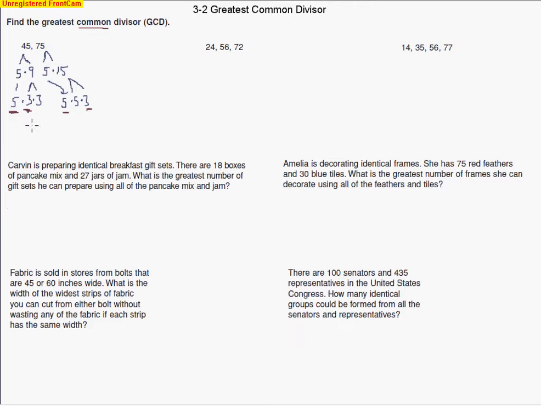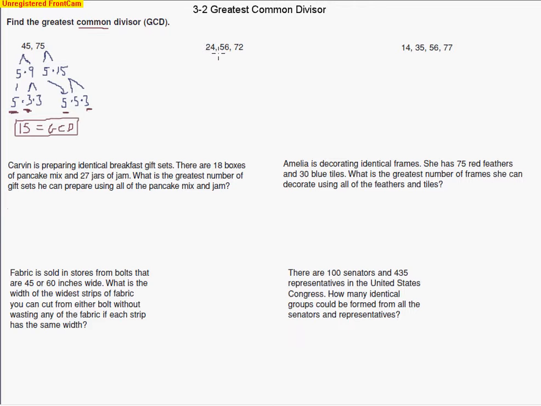Well, you multiply those two numbers together, and that makes 15. So the greatest common divisor is 15. That's what they share in common. So what that means is I can divide both of those numbers by 15. It's the biggest number that is a divisor of these two values. Well, here we have 3 numbers.